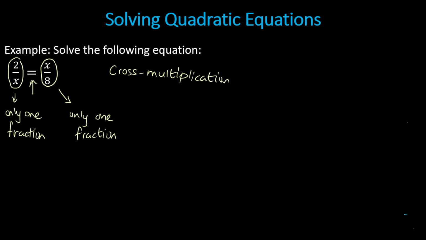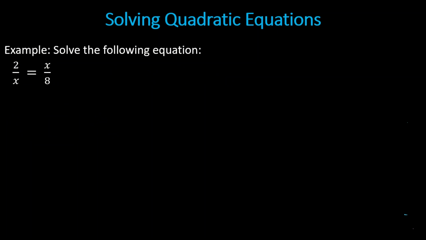Right? Always keep this in mind. When do we use cross multiplication? Whenever you have only one fraction on the left and only one fraction on the right, and in the middle you have equal. Okay, so we are going to use the method of cross multiplication here. So we start by writing cross multiply.